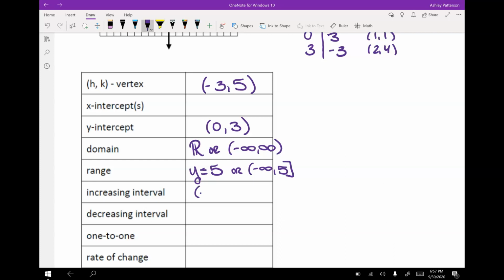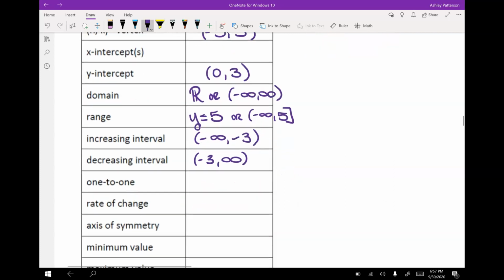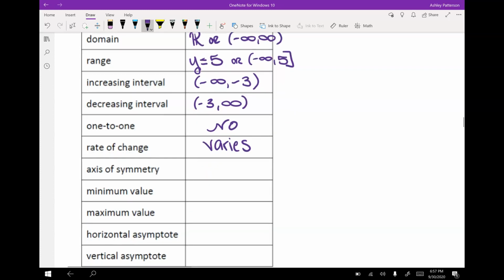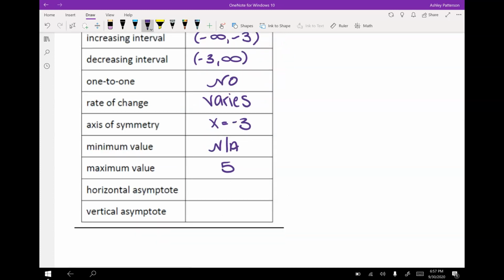Unlike the other two, this graph increases at the beginning. So we say as x goes from negative infinity to negative 3, our y values increase. And as x goes from negative 3 to infinity, the y values decrease. It is not one-to-one. The rate of change varies. Our axis of symmetry is still x equals h, so we're going to say x equals negative 3. As we talked about, the maximum value exists this time, so that's 5, without a minimum. And the asymptotes still do not exist for a quadratic function.